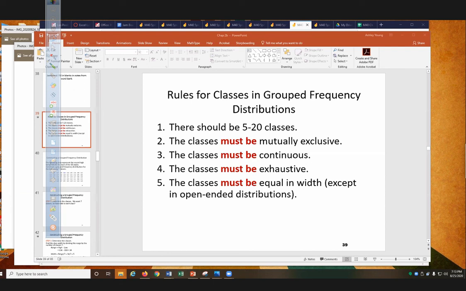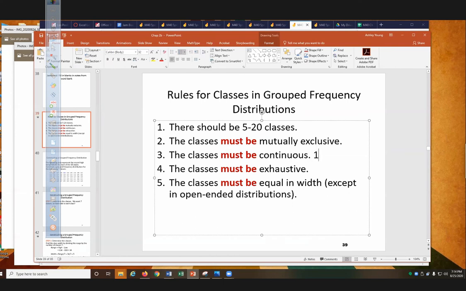Classes must be continuous. In other words, you can't have gaps in between them. I can't go from 1 to 5 and then go from like 7 to 12, because then 6 would have nowhere to go. Do you guys understand what I'm saying? So you have to count everything. We can't go 1 to 5 and then 7 to 12 and leave no place for 6 to be.